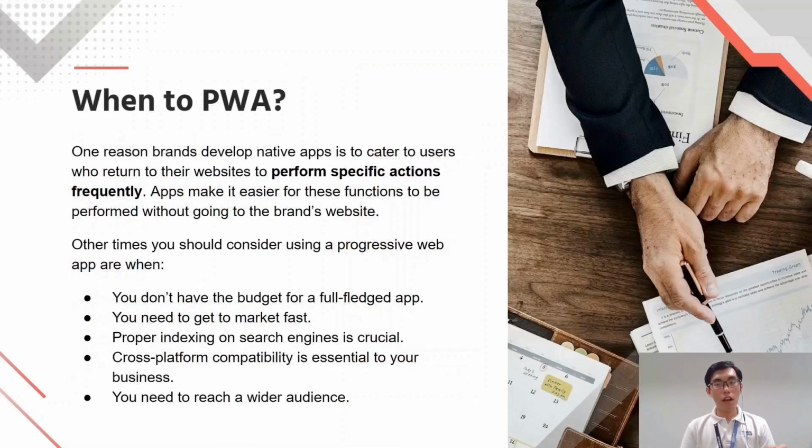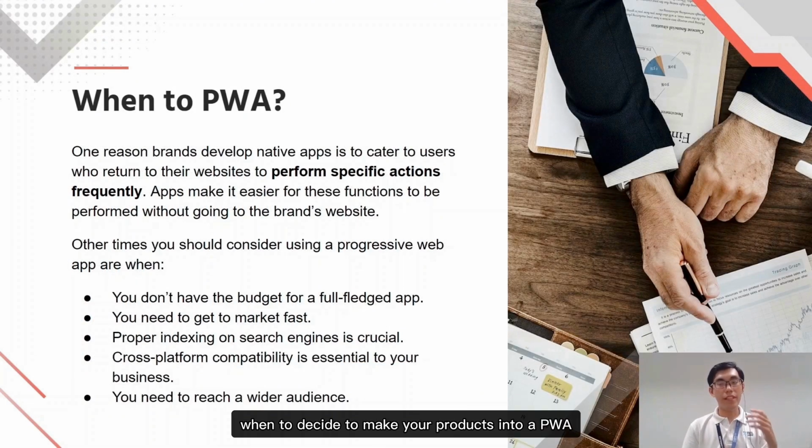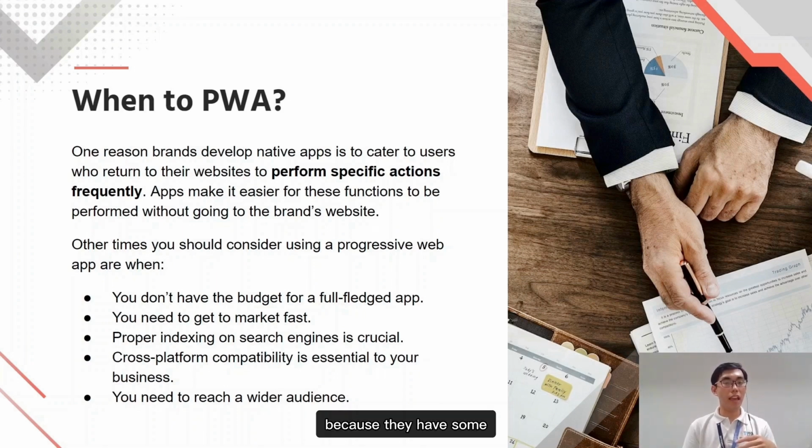Okay. So when to decide to make your product into a PWA. Let's talk about a use case. One of the reasons for many businesses to make their products into a native app is that they have some specific features that they want their users to use frequently, and they make their products into native apps so that the user can minimize the time to access these features.